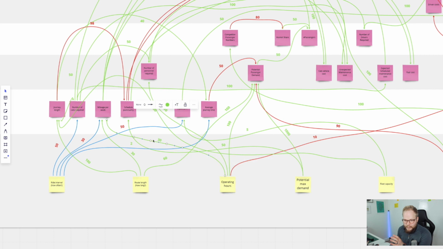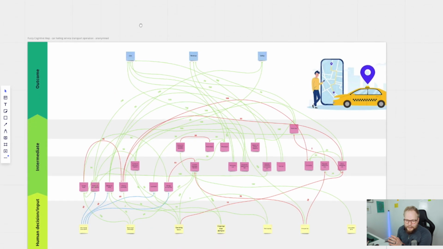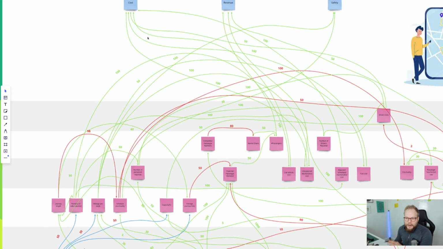And if you take another one, let's say mileage per week, if you increase the operating hours, the mileage per week is gonna go up. And naturally, if the mileage goes up, then the cost would go up, then the safety would go up, then the revenue would probably go down, things of that nature. So you map that trail.